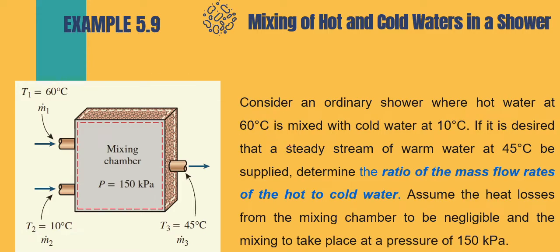Now you have the ordinary shower where you have hot water mixed with cold water, this is T1, this is T2. Okay, if it is desired that a steady stream of warm water, meaning you want your outlet to be 45 degrees, so this is T3. Now you need to determine the ratio of mass flow rate of the hot to cold water. So this is the hot stream.